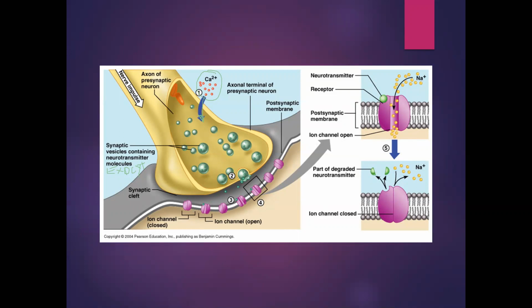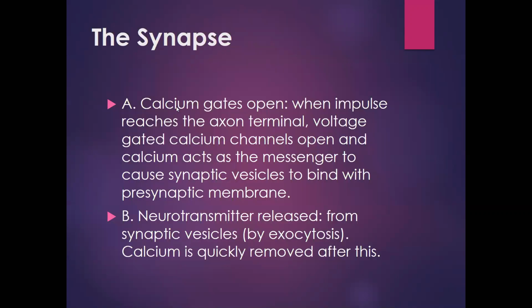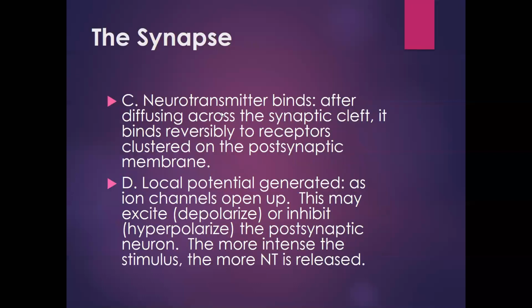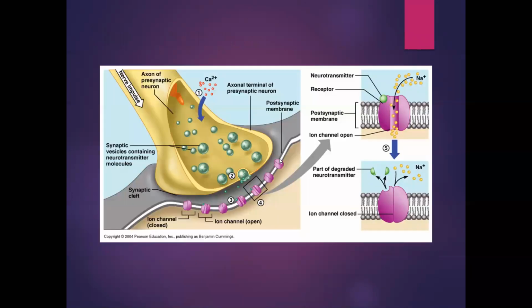So let's go back to those notes. Calcium gates open when the impulse reaches the axon terminal. Voltage gated calcium channels open and calcium acts as the messenger to cause the synaptic vesicles to bind in exocytosis with the presynaptic membrane. Calcium pumps are going to be there too, so as soon as the calcium comes in, we're going to pump the calcium back out. Then the neurotransmitter binds. After diffusing across the synaptic cleft, it binds reversibly to the receptors clustered in the postsynaptic membrane. So it doesn't stay there forever. It leaves. It's broken down. Something happens to it. We'll talk about that on Monday.